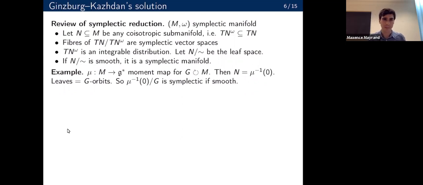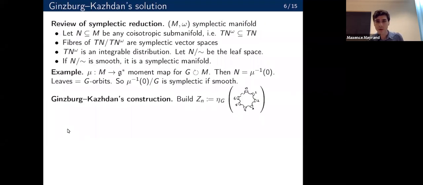So that's the usual symplectic reduction that we know, but Ginzburg and Kazhdan use this more general notion. Okay, so let's review this construction. Actually, instead of constructing W, they construct the variety associated with N boundary components in a uniform way, and they build it from the building block Z1, which is the one with just one boundary component. So the one boundary component is the cap.